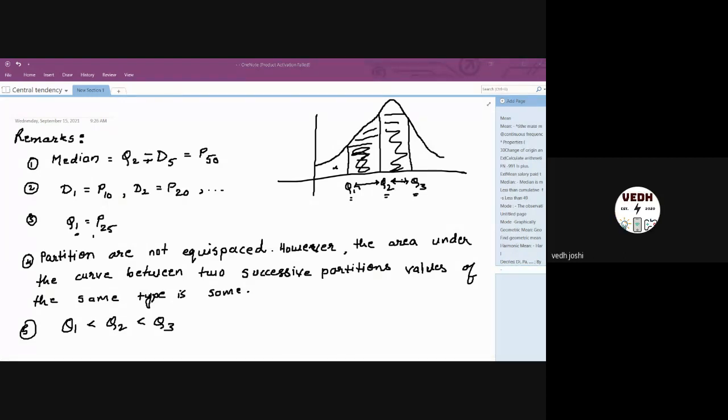Quartiles will be independent of number of observations, no? Yes.